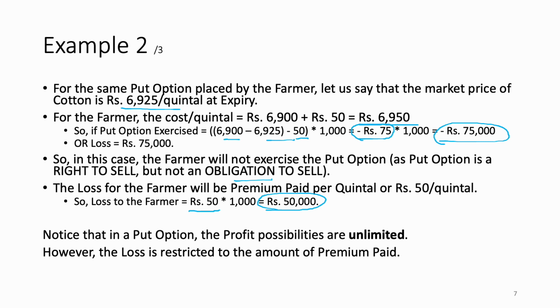First of all, the profit to the farmer is unlimited. If the price of the commodity, or the price of the underlier, falls, then the farmer will make unlimited profit. However, if the price rises above the strike price, then the loss of the farmer is restricted to the amount of premium he has agreed with the seller.